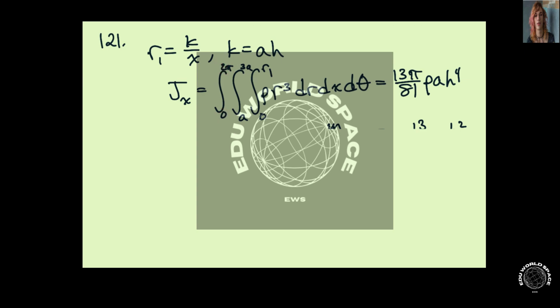So again, we can do this integral, plug in, then we get an integrand here with respect to x. We do this integral, and then in the end, we're going to wind up multiplying it by 2 pi because none of this depends on theta. In the end, we crank through all that and we get 13 pi over 81 times rho a h to the fourth.